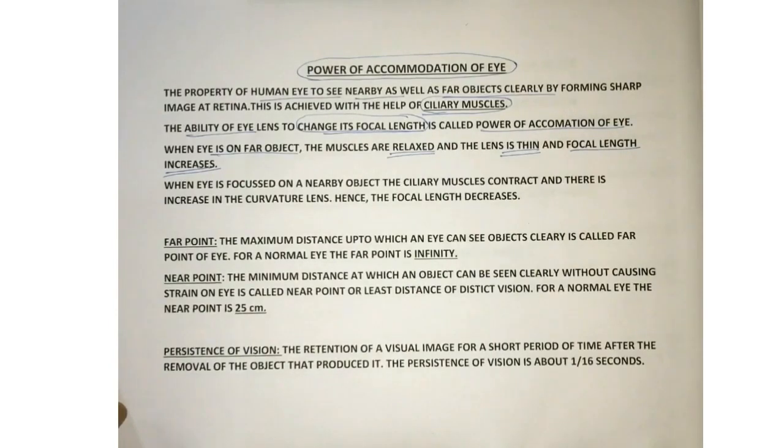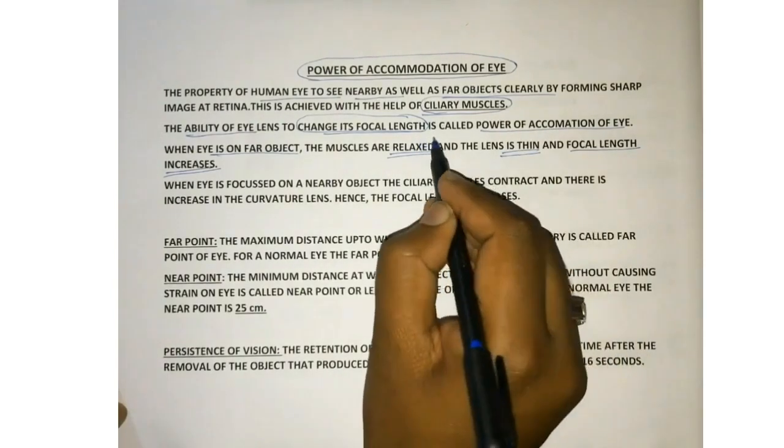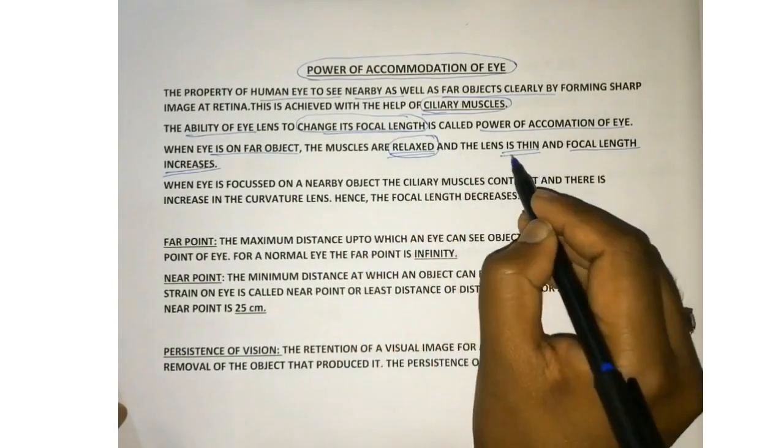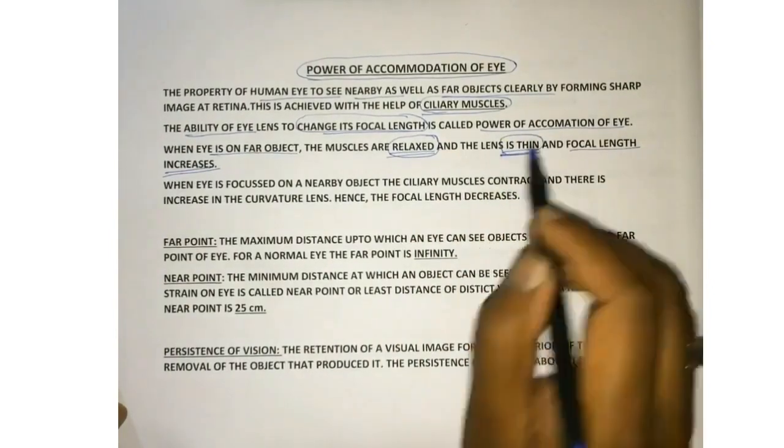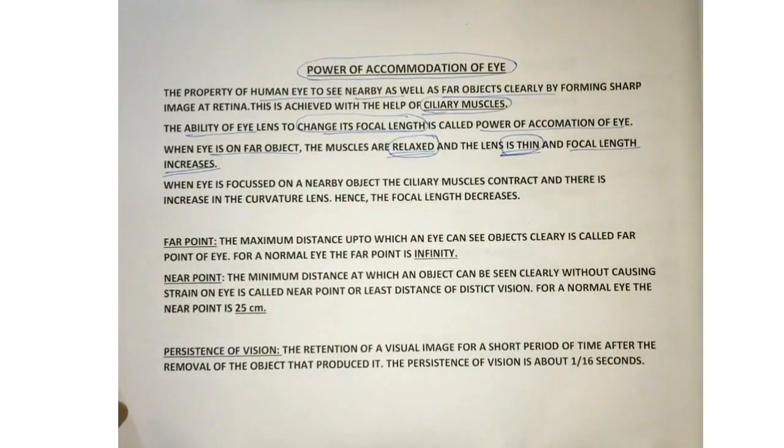Clear? I am repeating again. When the eye wants to see a far object, the muscles are relaxed, so the lens becomes thin and the focal length increases, so I can see far objects clearly.